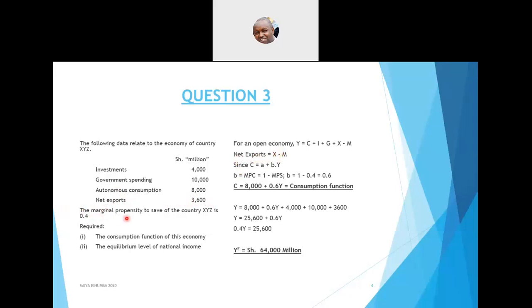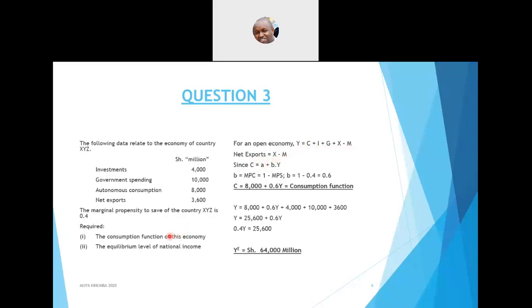Then we've been told marginal propensity to save again. Marginal propensity to save is 0.4. And we are required, number 1, to show the consumption function and then the equilibrium level of the economy. We state that for an open economy, Y is equal to C plus I plus G plus X minus M, with net exports, like we said, being X minus M.